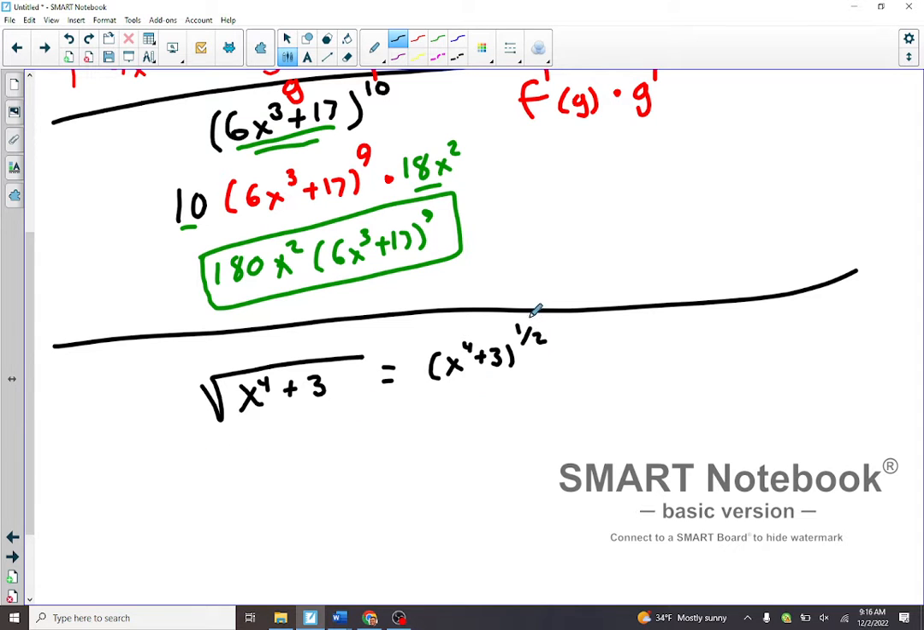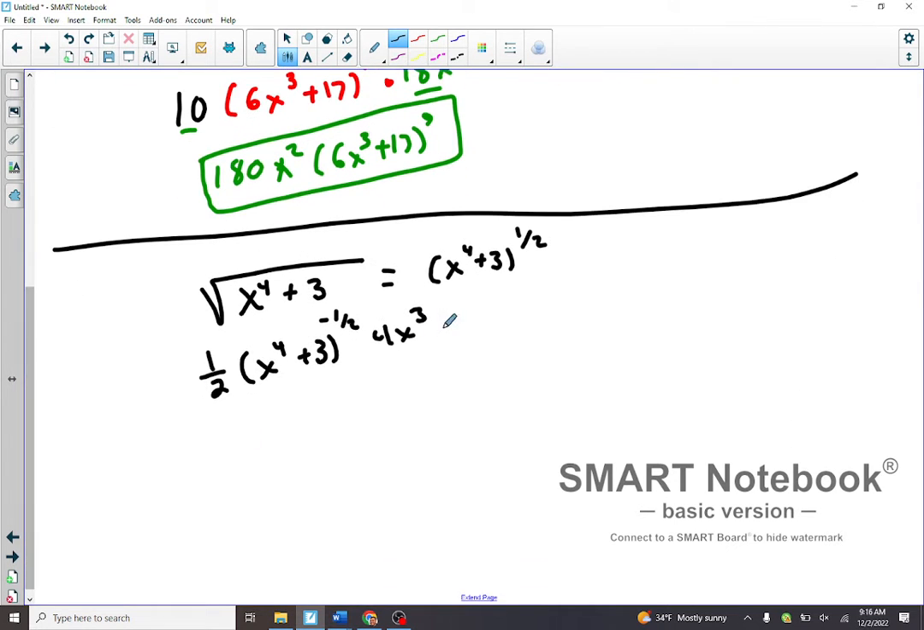I'm going to bring this one down, the half power. The inside is untouched. The exponent has been reduced by 1, so it's a negative half power. And then the derivative of the inside is 4x to the third. Let's rewrite that nicely. Since 4x to the third is on top, it's 4x to the third. It's 1 over 2, so 2 is on the bottom.